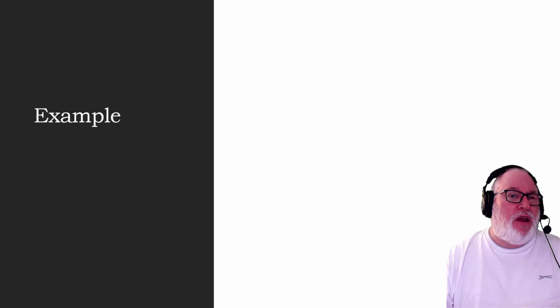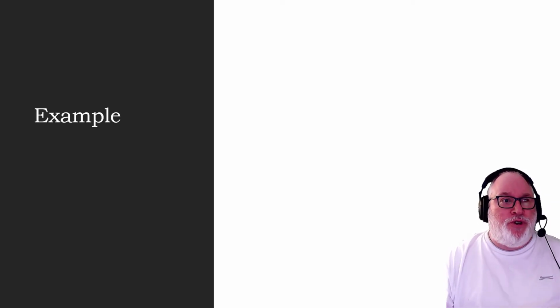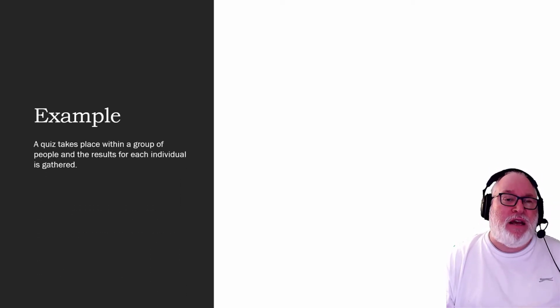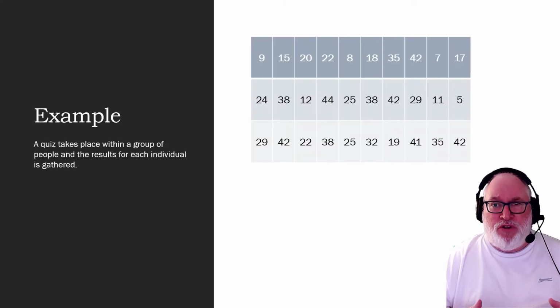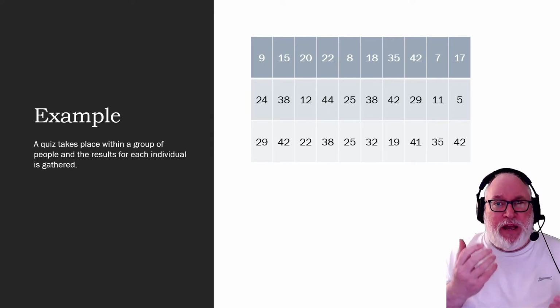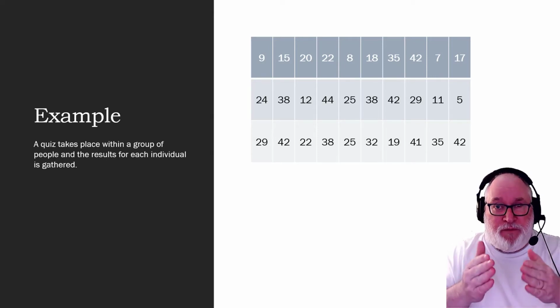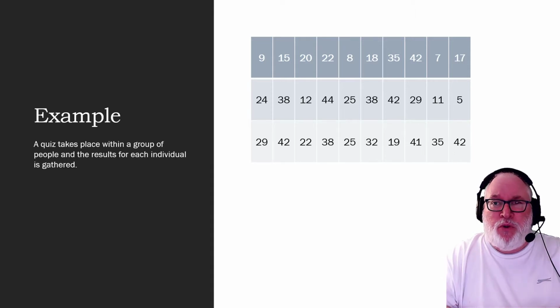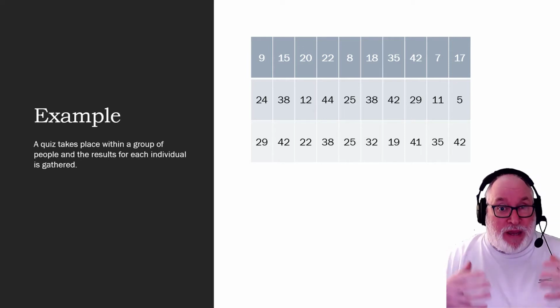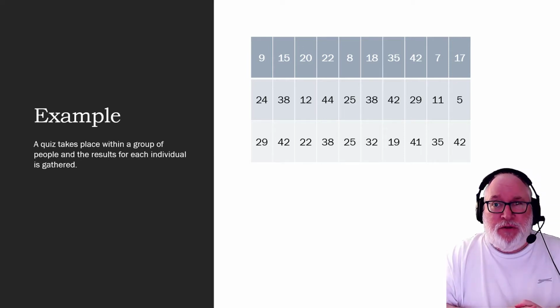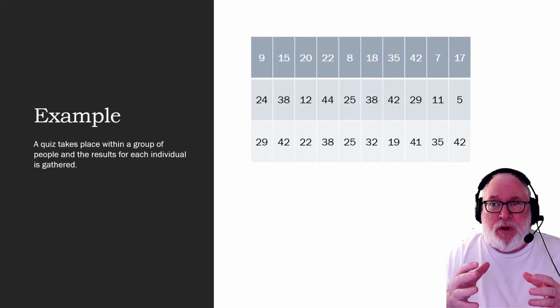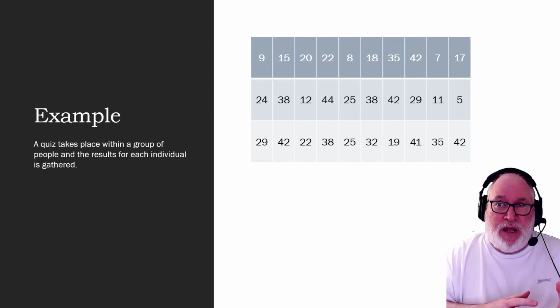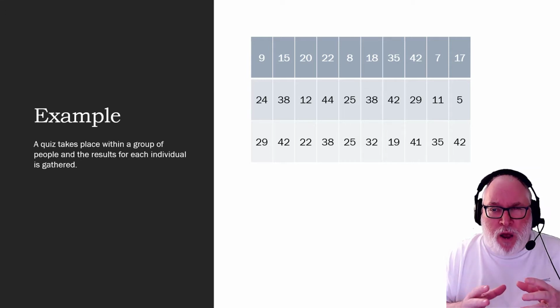So a quiz takes place amongst a group of students, and we want to analyse the results. So we gather what everybody's done in all the results. The first person got 9, the next person got 15, the next person got 20, the next person 22. So it's all in order of when we collected the data. And you'll see that some people got the same as somebody else. So we don't know how many we're looking at.